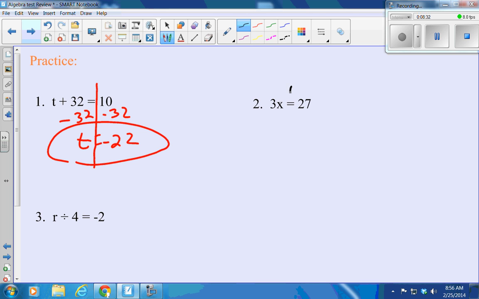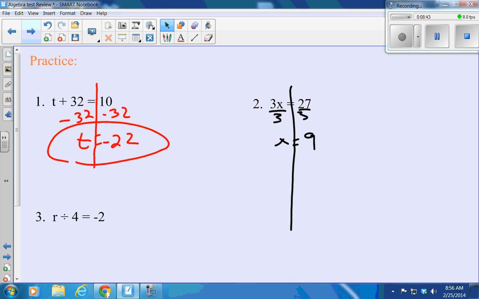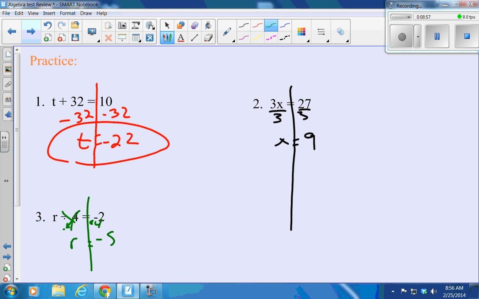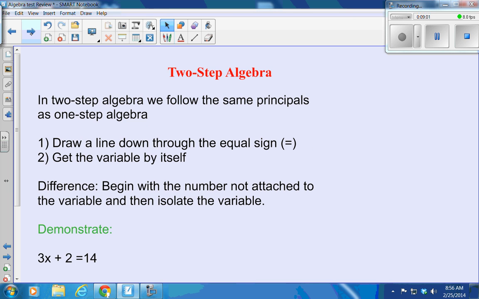Number 2, if there is no sign they are multiplying, the opposite of multiply is divide. Divide by 3. Divide by 3. X equals 9. And then number 3, divide by 4. The opposite of divide by 4 is times by 4. Times by 4. A negative divided by a positive. That's a times sign right there. A negative times a positive is a negative, so my answer is negative 8. One-step algebra. There you go.